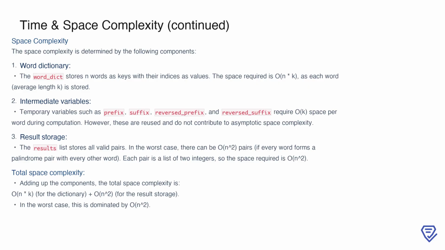Lastly, the results list stores all valid palindrome pairs. In the worst case, if every word forms a pair with every other word, we could have O(n squared) pairs, each requiring constant space to store. Combining these, the total space complexity is O(n * k) for the dictionary and O(n squared) for the result storage. In the worst case, this is dominated by O(n squared).